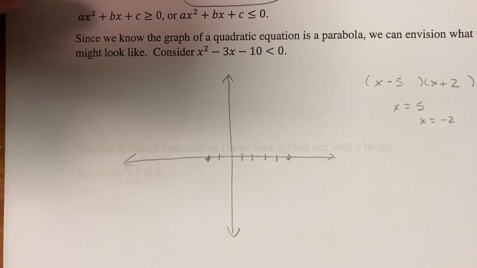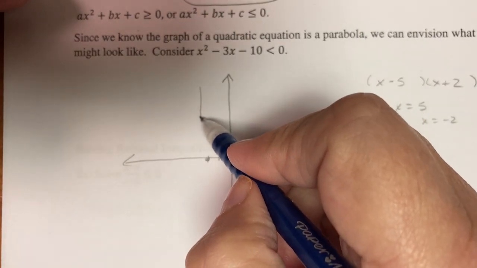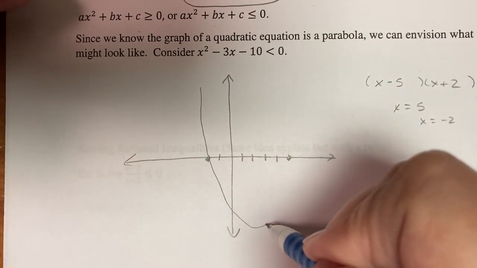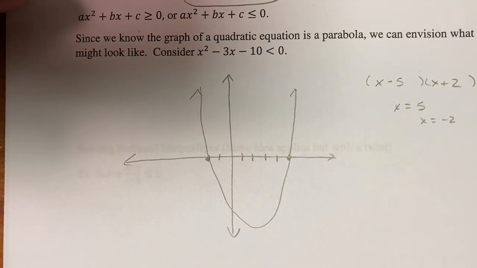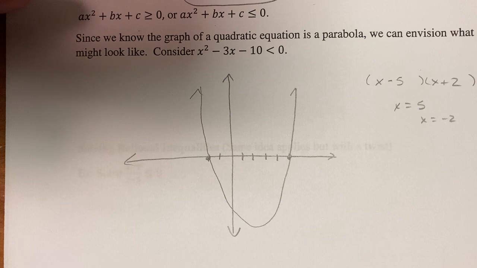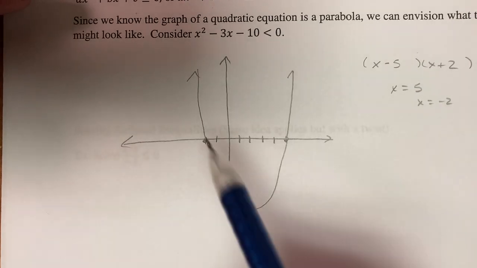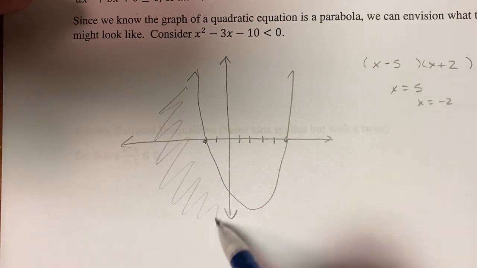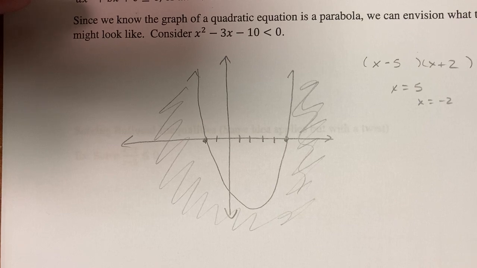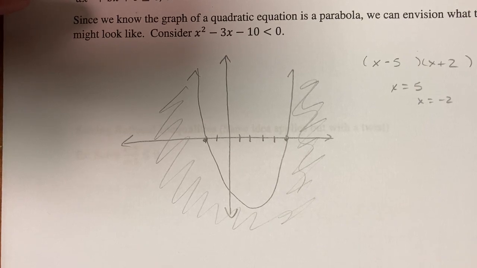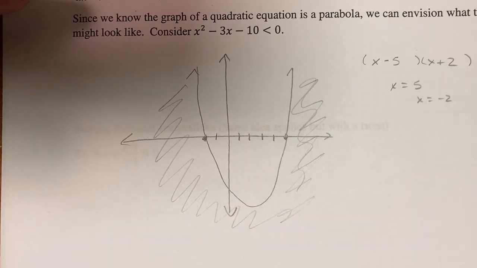We know it's going to turn up. So again, I'm not going to plug in any more points. I'm just going to estimate, and this is an estimate that this graph kind of looks like that. Well, if I wanted to graph all the points less than that, do you see where I would be talking about all of that section right there? So graphically, that's what we are going to be looking at. And of course, if it was greater than, it would be up inside the parabola.